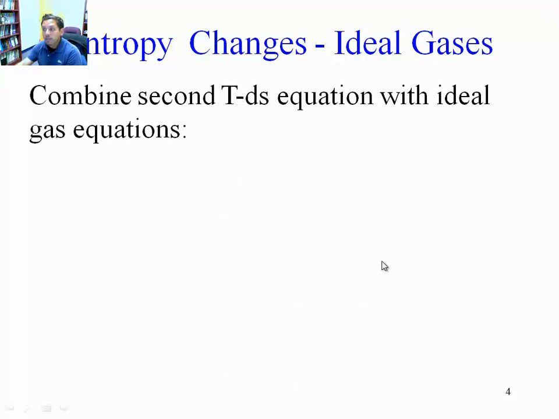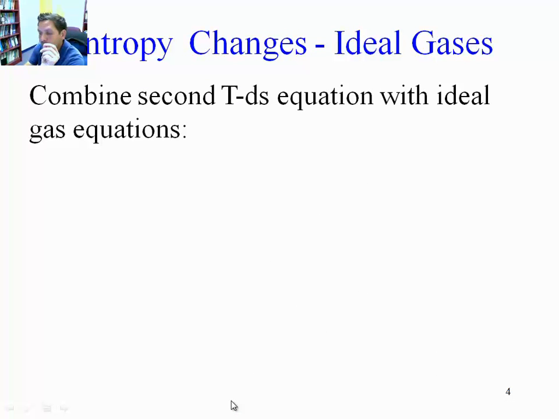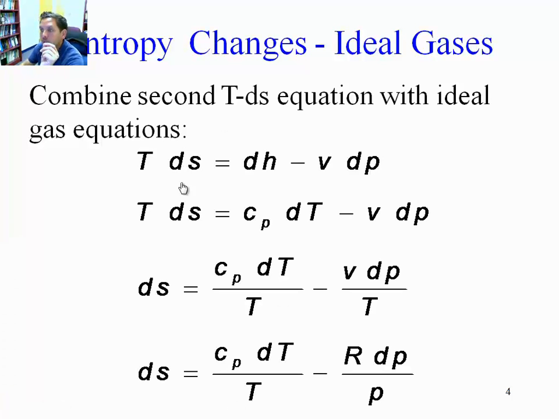How is that? Well, before we do that, let's look at the second TdS equation. This is a resulting differential equation that is solvable, just like the first TdS equation. And for the second TdS equation, remember we had TdS is equal to dH minus VdP.